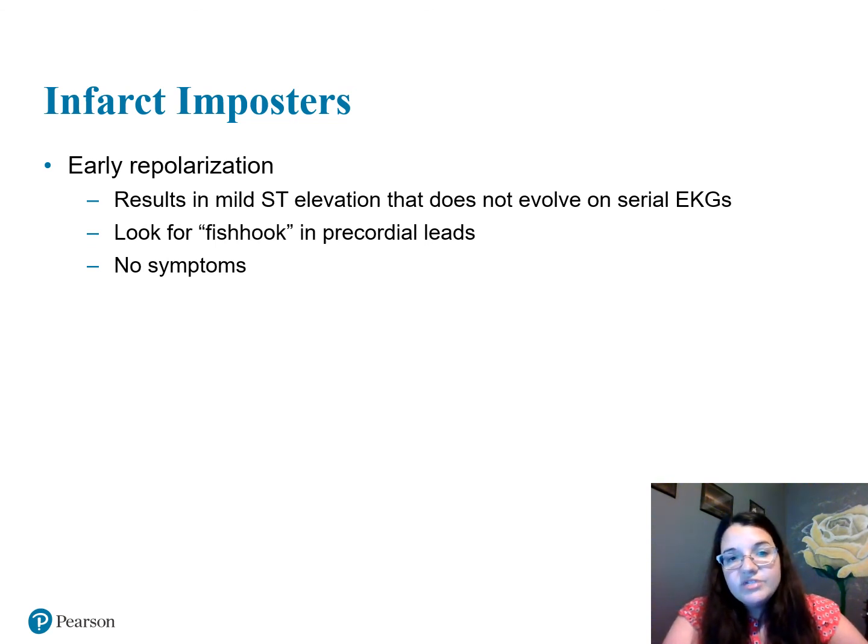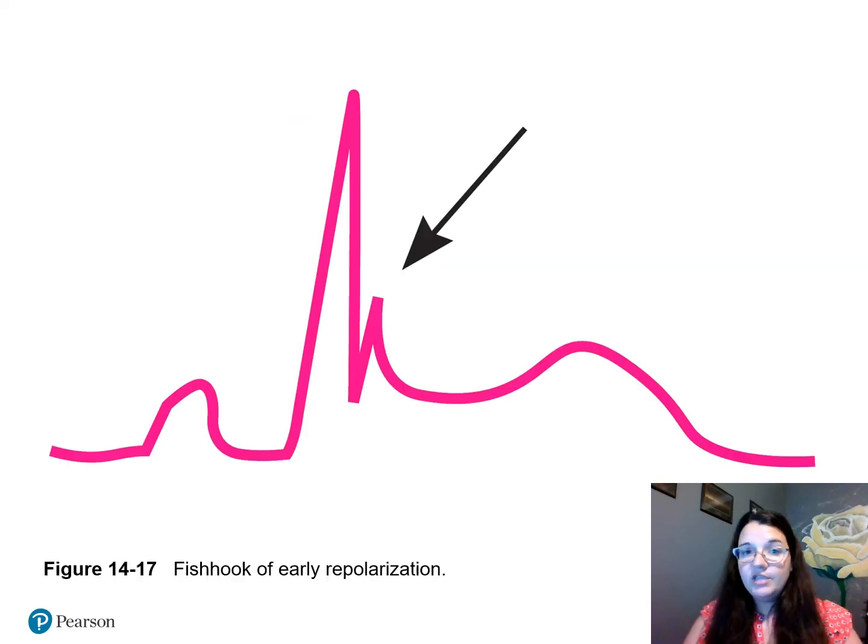Early repolarization results in a mild ST elevation that does not evolve on serial EKGs, and they look like a fish hook in the precordial leads. So you might even be given a lead on your national certification, and you're going to see that fish hook. What does fish hook mean? Early repolarization. Who is more likely to have early repolarization? Young Black males. And there's usually no symptoms. So connect your terms, just memorize: early repolarization, young Black males, fish hook, in your precordial leads.